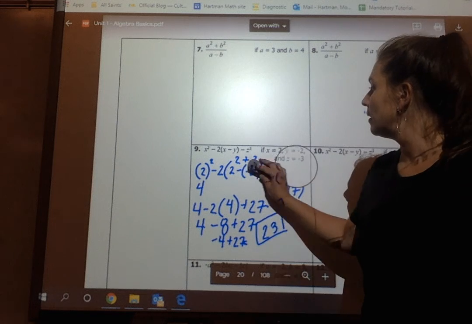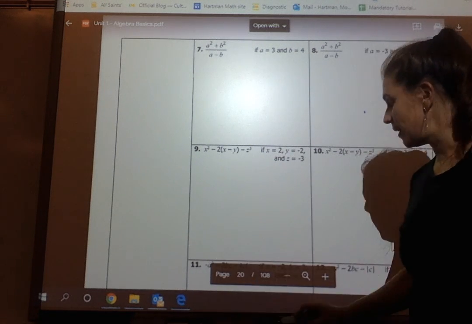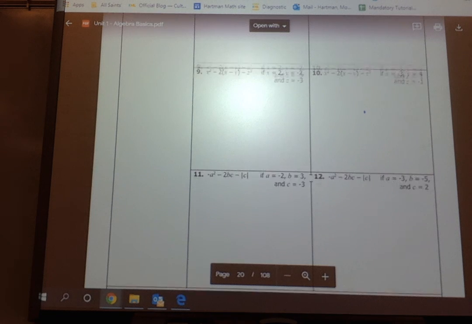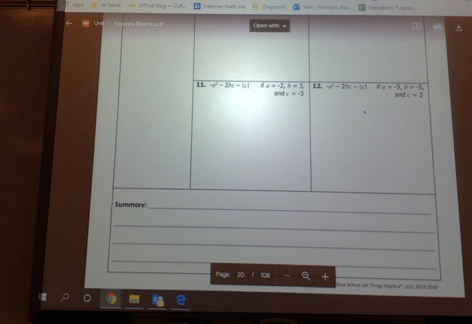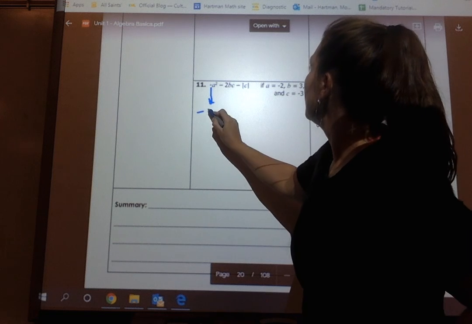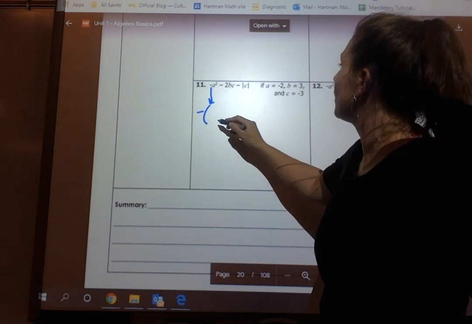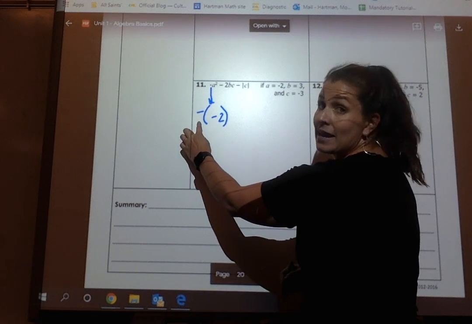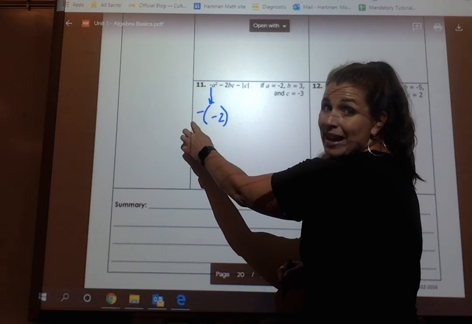All right. Let's take a look at number 11. Hopefully you've already started number 11. Okay. So I bring down that negative sign. In parentheses goes my a value, which is negative 2. Close my parentheses. Notice again, that negative is not inside the parentheses, it's outside.